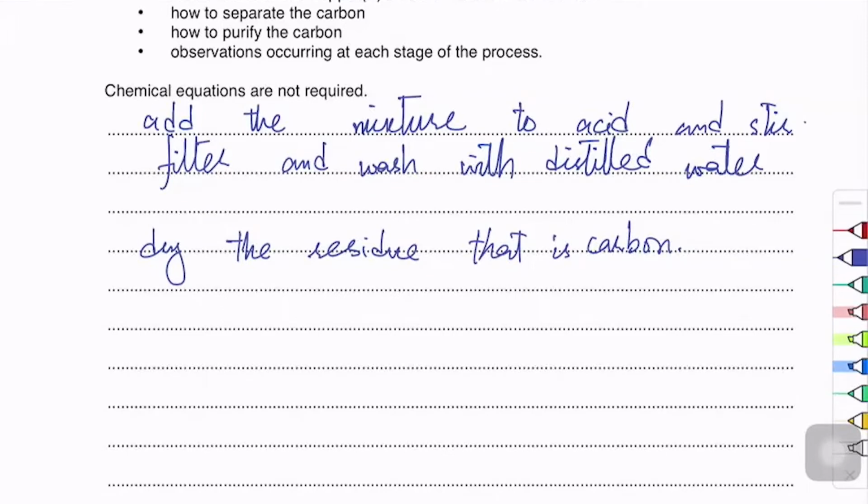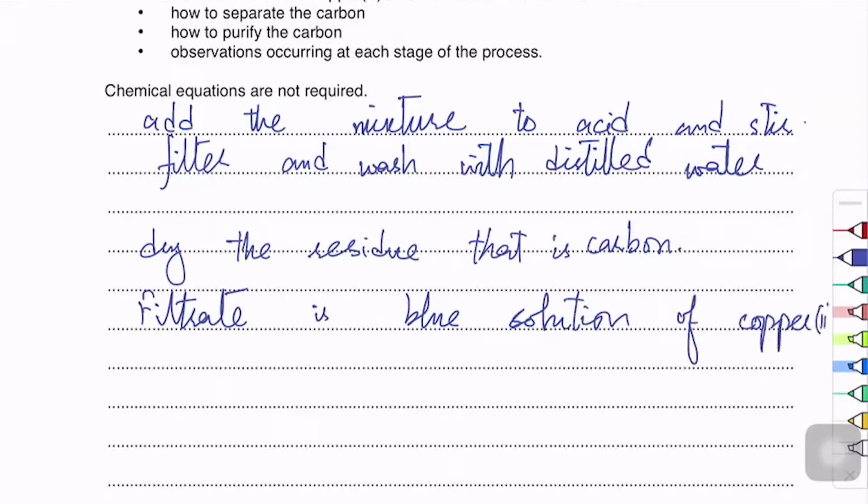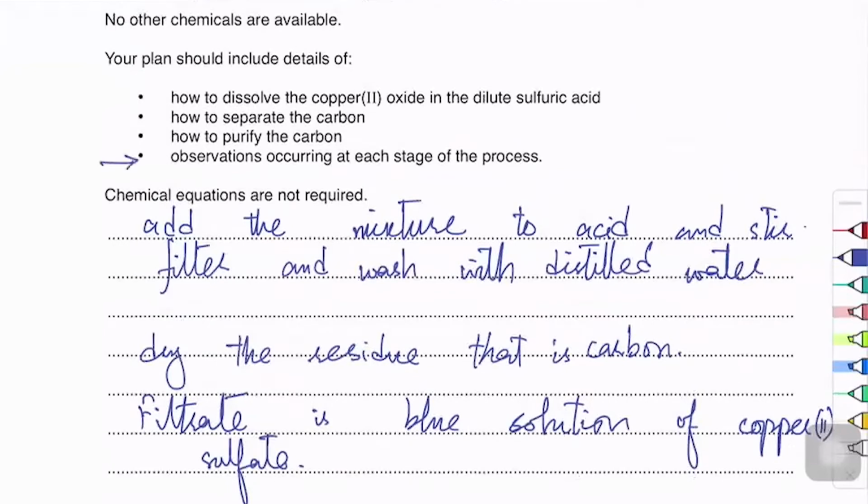Of course, one more thing that we can add to this is that the filtrate will be blue. So filtrate is blue solution. How do I know that? Because I know copper 2 ions are blue and copper 2 sulfate is blue. That's something I know, so I've just mentioned it. So this is just some extra information. We did not need this, except if you look at this one, observations occurring at each stage. So of course, blue solution is an observation you can't miss.